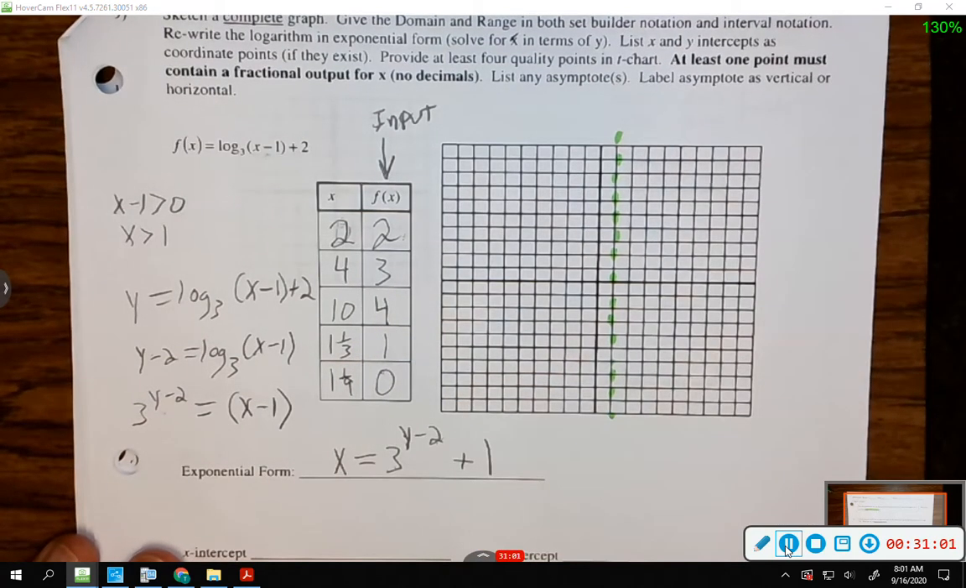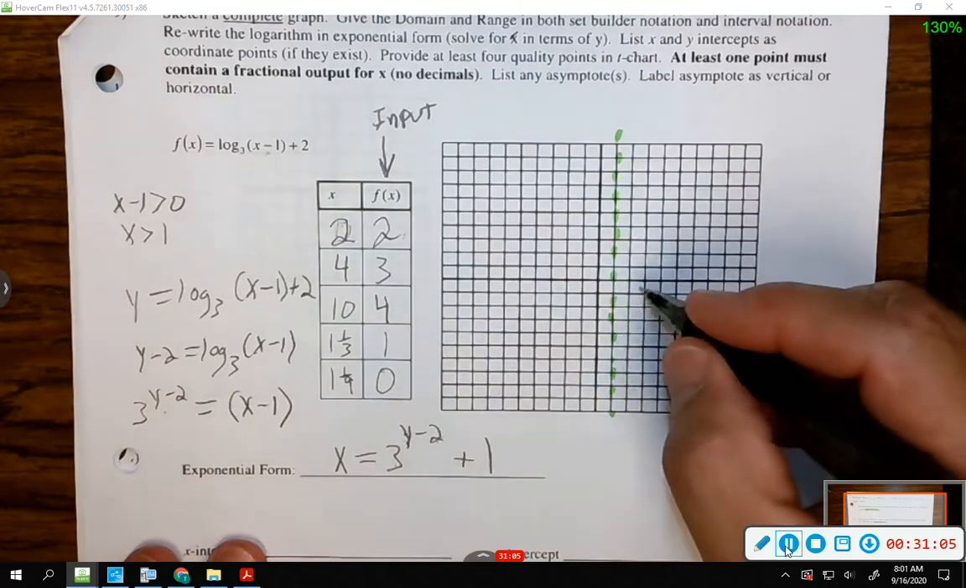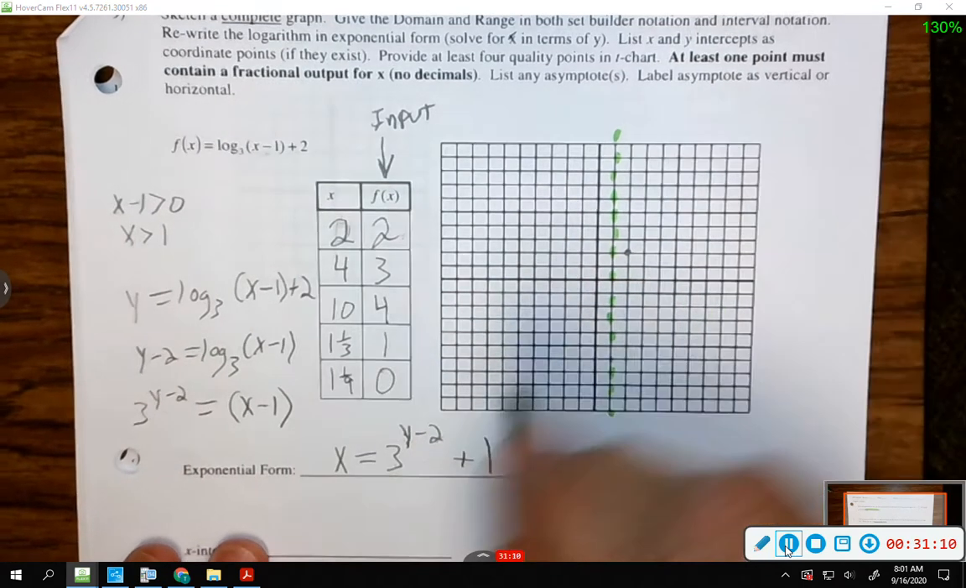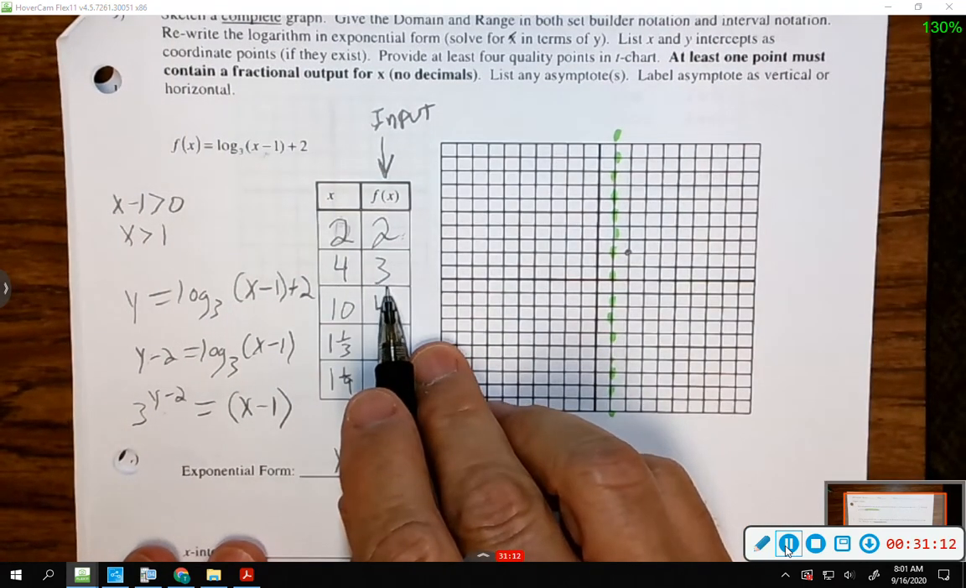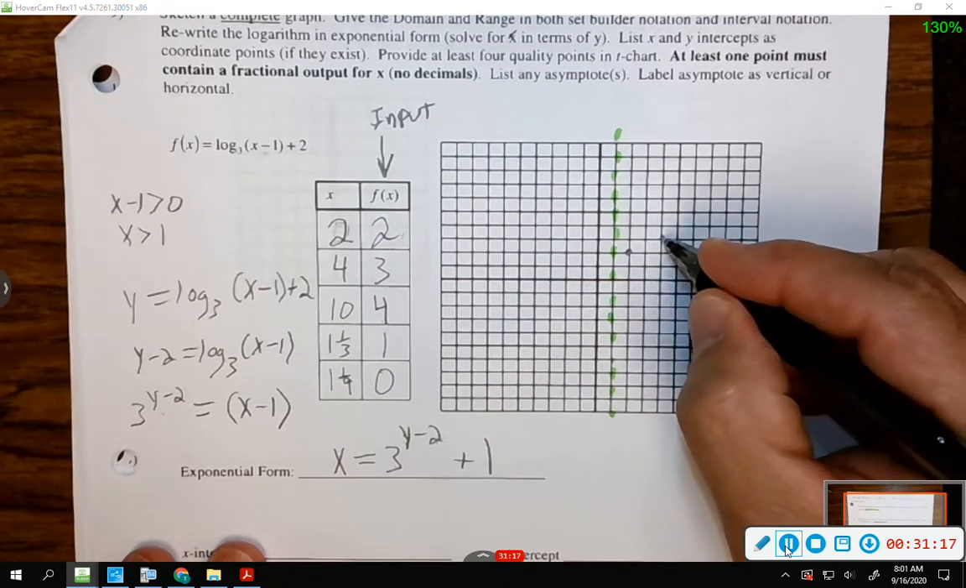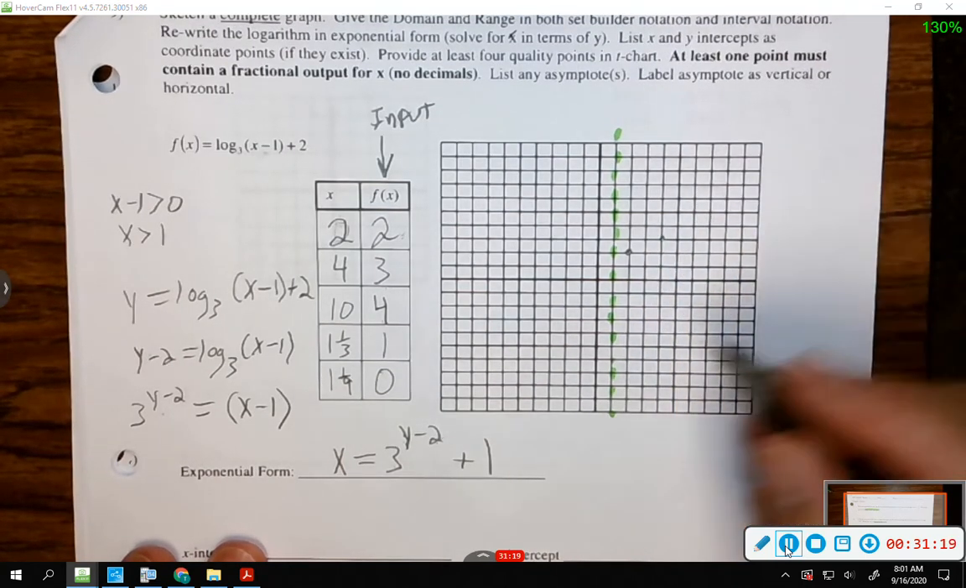Let's plot these points just to see how this graph is evolving. If I go to the right 2, I go up 2. To the right, up or down. So I'm going to the right 4, up 3. I'm going to the right 10, up 4.